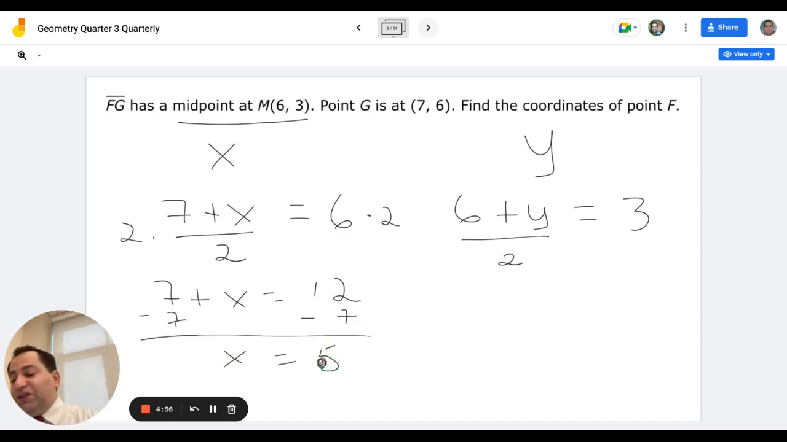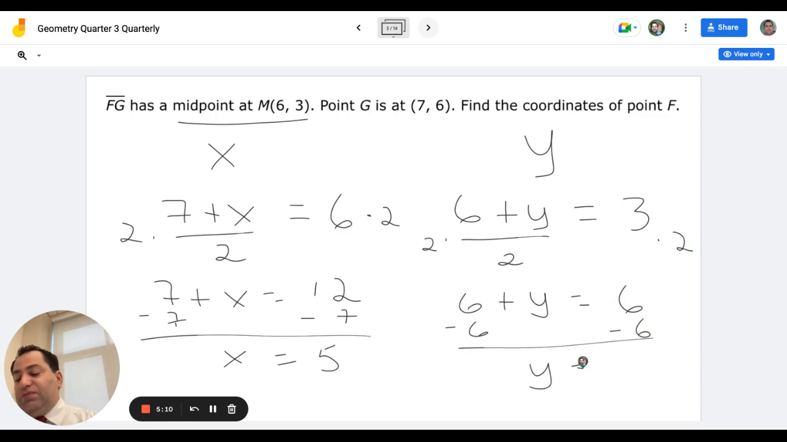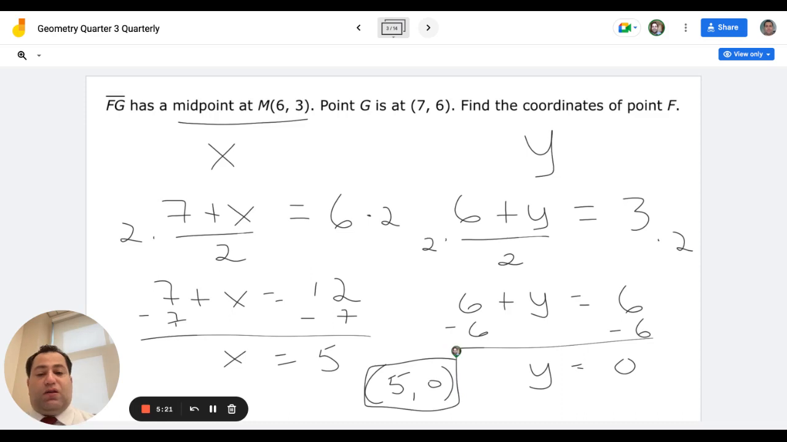Same process over here. We're going to multiply both sides by 2. So I get 6 plus y equals 6. Subtracting 6 from both sides, we get y equals 0. And with that, we know our endpoint is (5, 0). All right, go ahead, give that endpoint question a try.